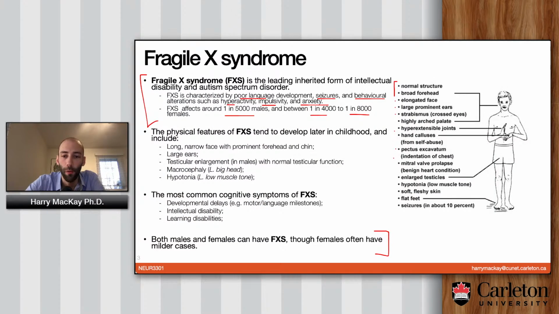So anyway, this is Fragile X, and there are, like I said, a number of physical features. The most common cognitive symptoms of Fragile X include developmental delays. People would miss their normal motor or language milestones. You get intellectual disability, typically manifesting as lower intelligence, of course, and learning disabilities on top of that. So a whole range of impairments.